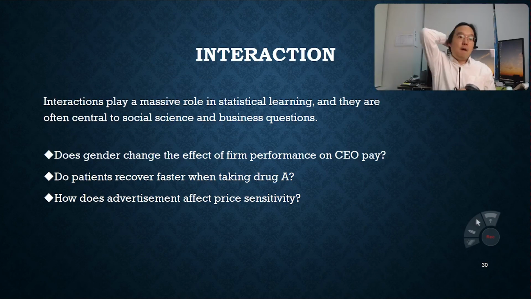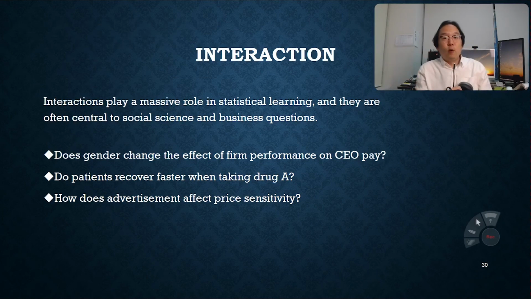So example number 2: do patients recover faster when taking a drug A? Okay, that kind of things. You can try it with interaction terms. How does advertisement affect price sensitivity, right? Or price elasticity? Okay, I should change that word into elasticity because you're going to see that here.